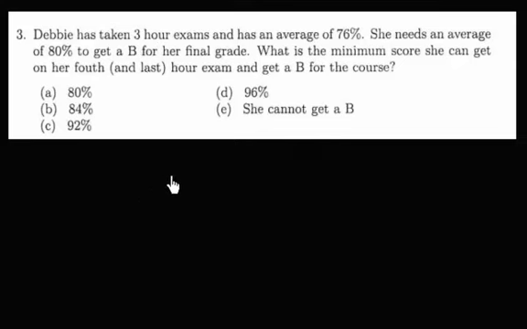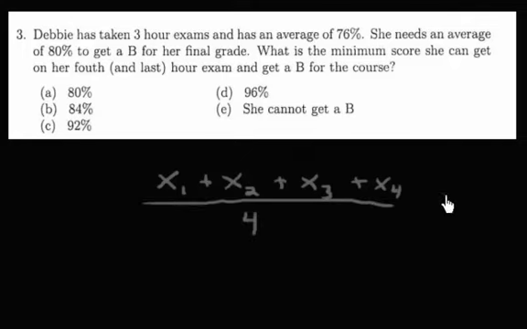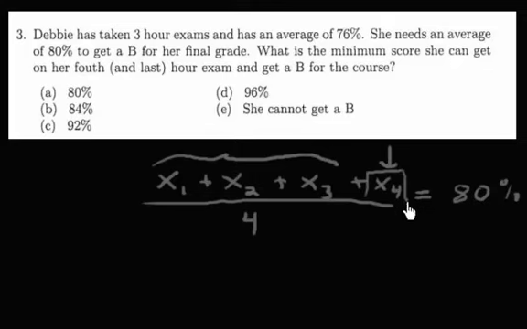Okay, so what we have is we want x1 plus, these are her scores, x2 plus x3 plus x4 divided by 4 to equal 80%. All right, now we know these 3 scores. Well, I'm sorry, we don't actually know these individual scores, but we do know something about them. What we want is to figure out what is x4, that fourth exam. Since we don't know these individual scores, I have 4 variables, and I can't really solve that right now. So let's see what other information we have.